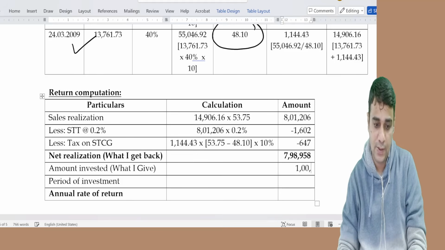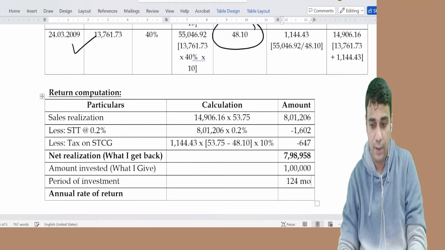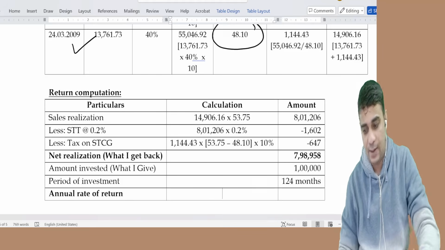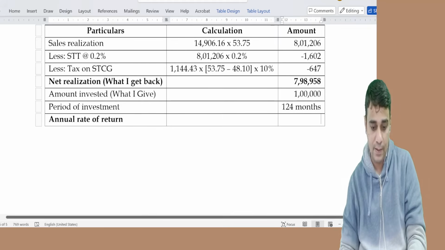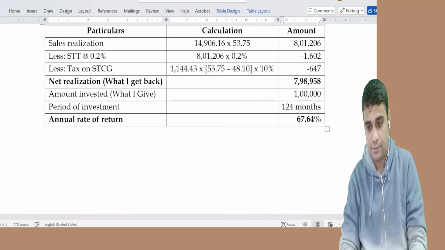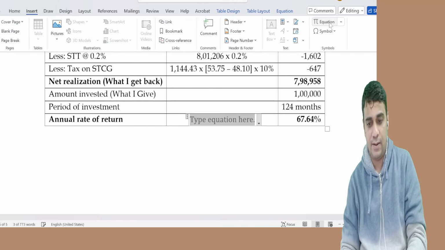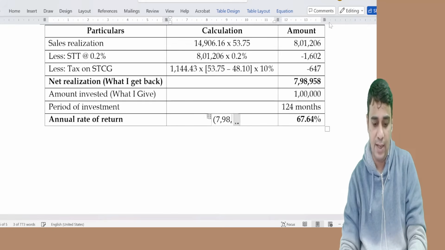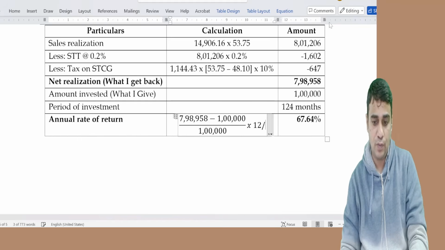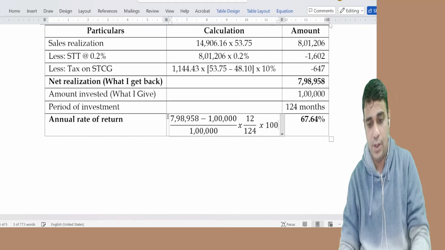798,958. Amount invested 1 lakh. Period 124 months. I've got the answer in the live online class: 67.64%. Beyond this, I really don't have anything to explain. 798,958 minus 1 lakh divided by 1 lakh into 12 by 124 into 100.